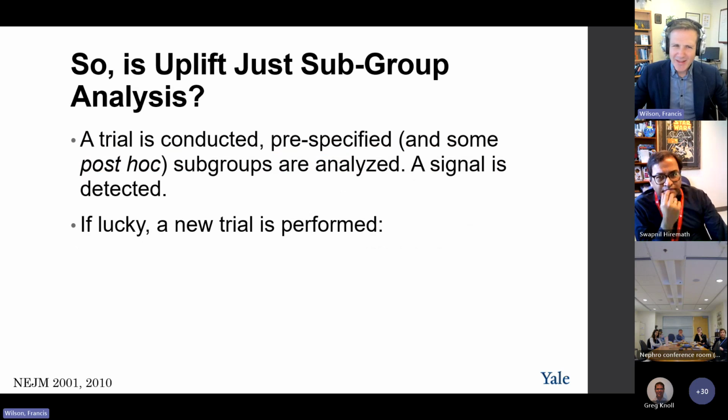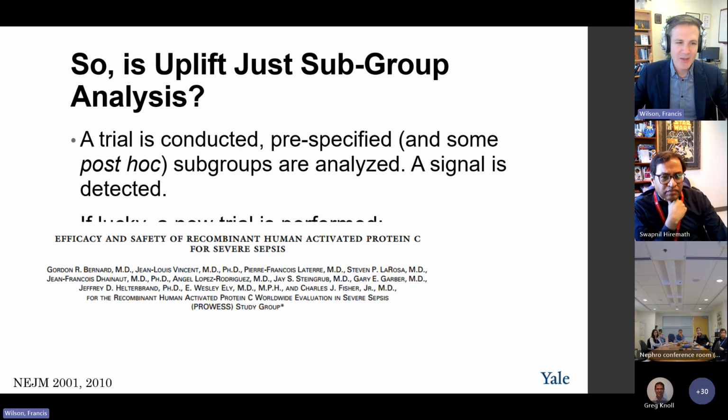So is this just subgroup analysis, right? Like we do a trial and then we have some pre-specified subgroups and we detect a signal and we say, okay, this works best in people with, you know, diabetes or something. And so now we're going to do it only in people with diabetes.